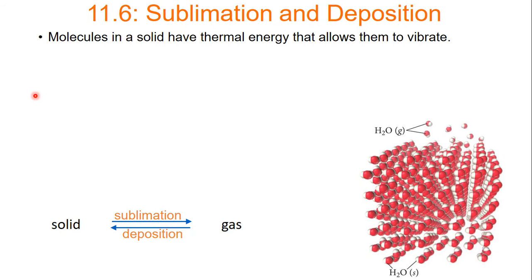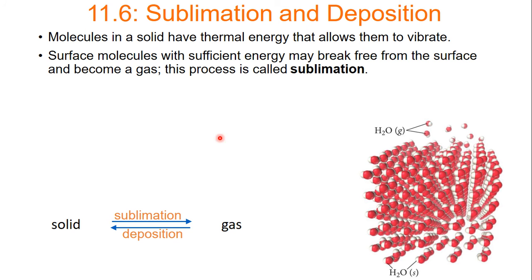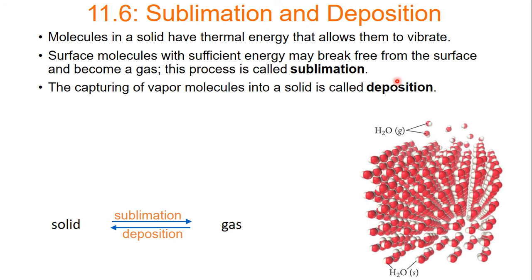In this video, we're going to turn our attention away from liquids, and now we're going to look at solids. We start with sublimation and deposition. In a solid, molecules are constantly vibrating. They are not motionless. Molecules at the surface sometimes have enough energy that they'll break away from the surface and form a gas. That is called sublimation. Sometimes a gas, when it runs into the solid, will turn into a solid, and that's called deposition.